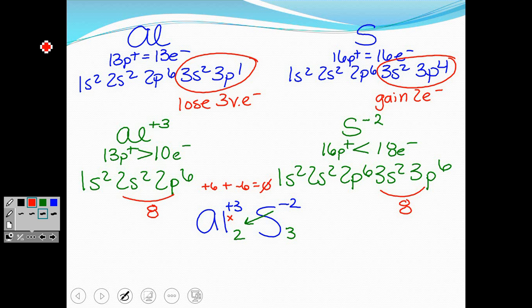And so what happens, we use 2 aluminums. 2 aluminums lose a total of how many electrons? 6. The 3 sulfurs, they gain a total of how many electrons? They gain 6. And so sometimes what you can kind of do is look up here and see where you might be going if you do the least common multiple between the loss and the gain.